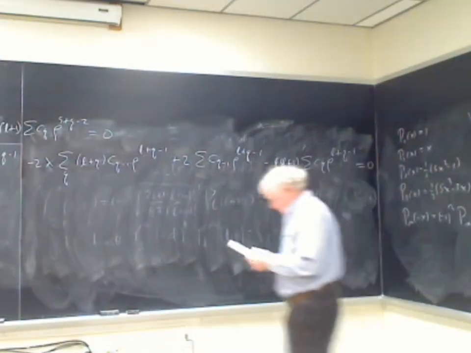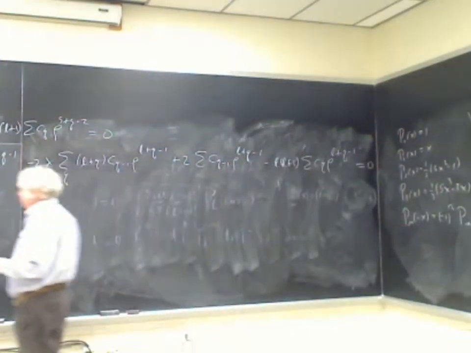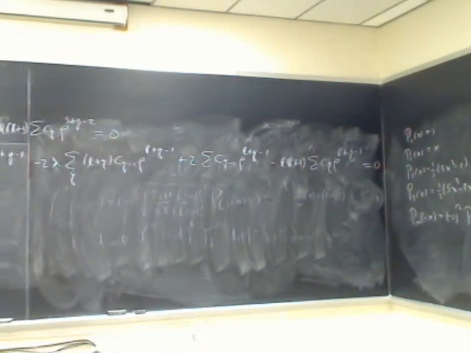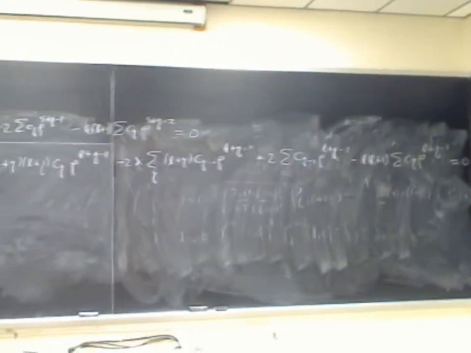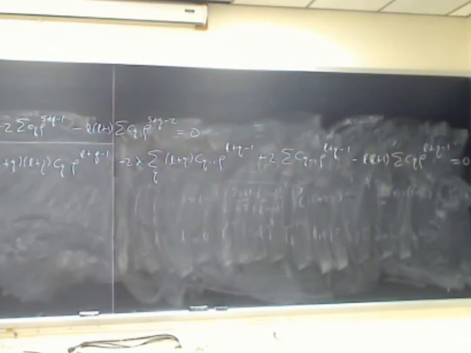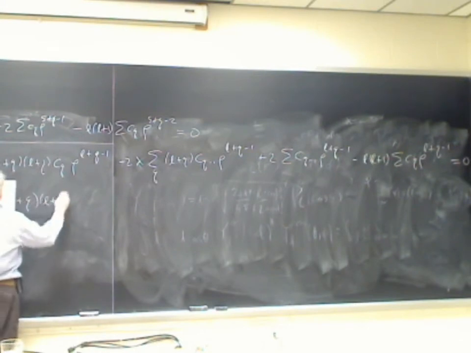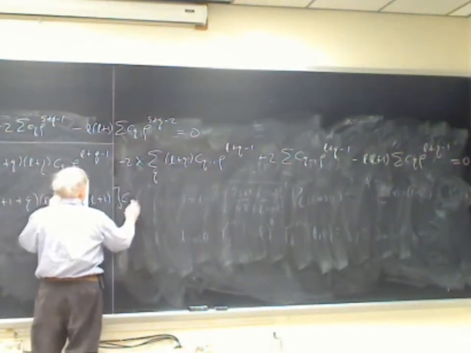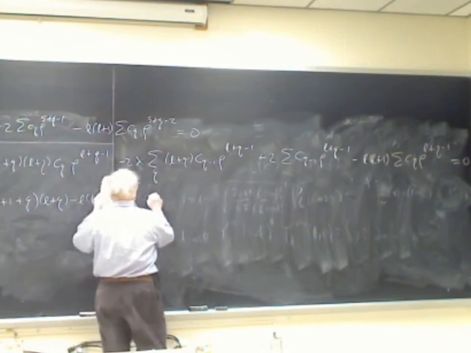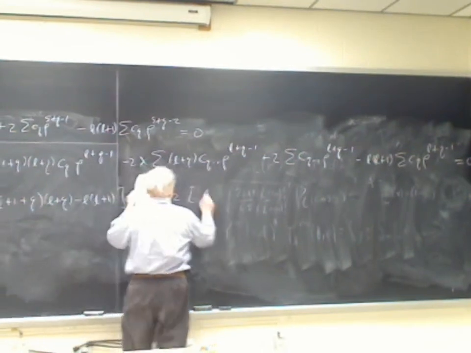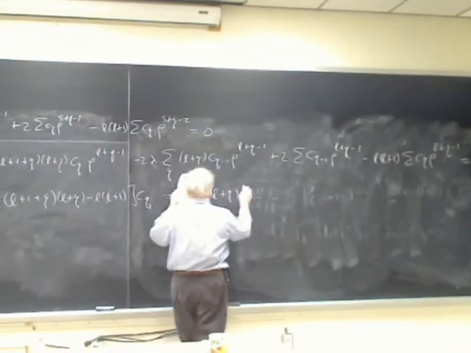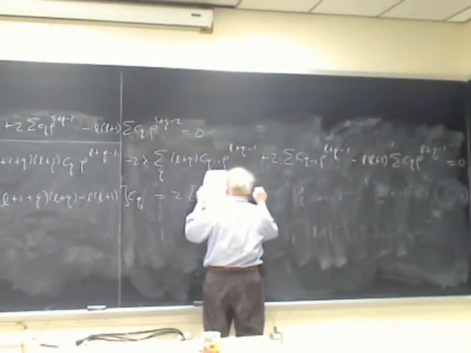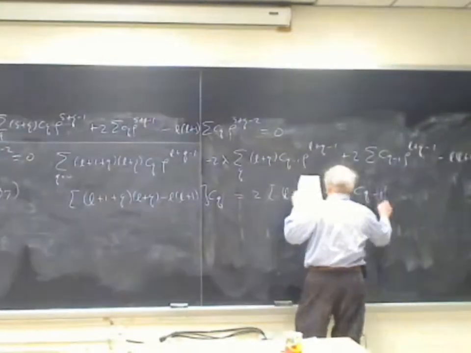Okay. So setting the coefficients of each power of rho, now that we have a common power of rho, rho to the L plus Q minus one, what we have then is L plus one plus Q times L plus Q minus L, L plus one, CQ is equal to two L plus Q lambda minus one CQ minus one.